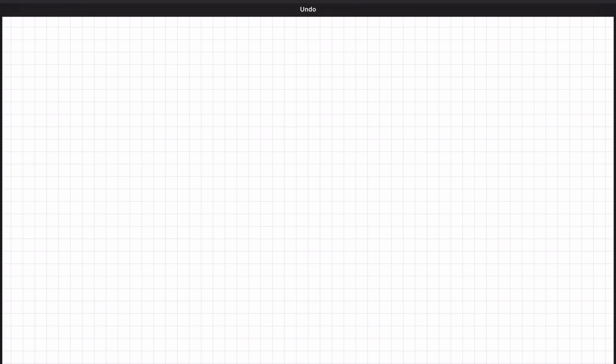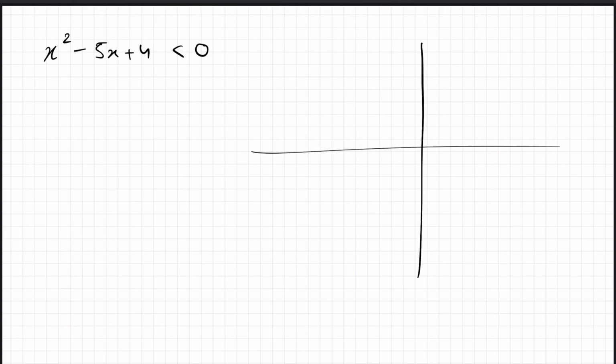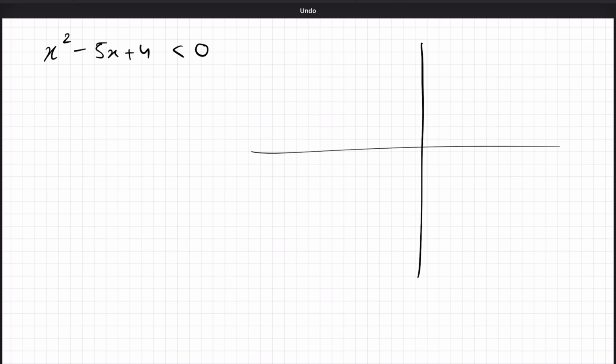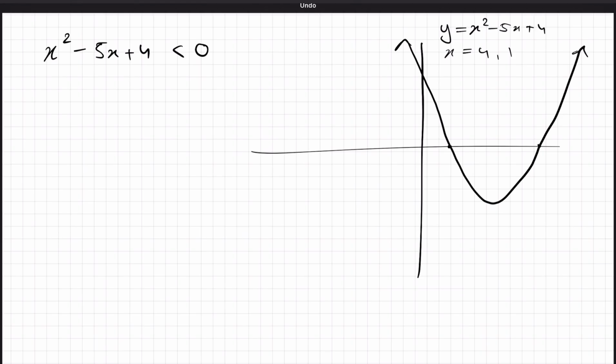Let's look at x squared minus 5x plus 4 is less than 0. So again, let's just sketch this curve. If we were to sketch y equals x squared minus 5x plus 4, you can see the two roots are going to be x equals 4 and 1, like so. Going to look something like that. Not perfect, but it's all right. We'll take that.